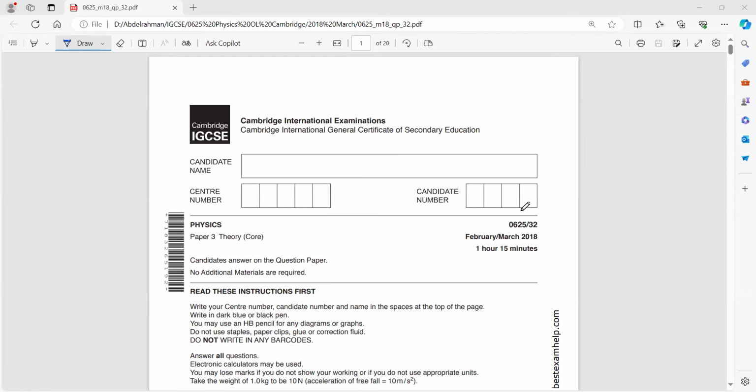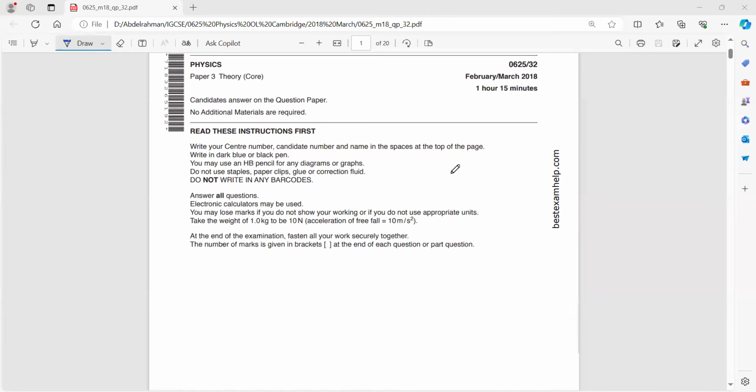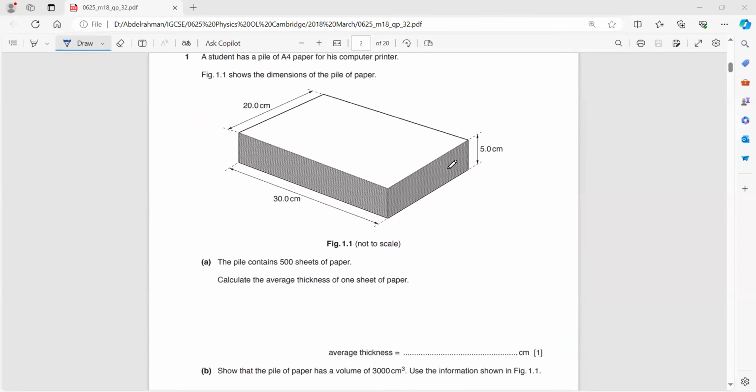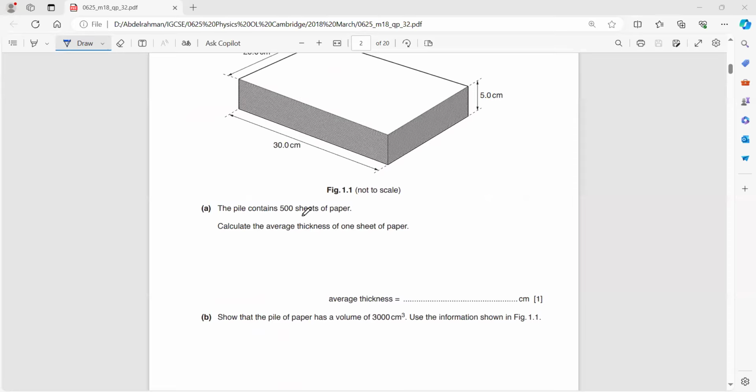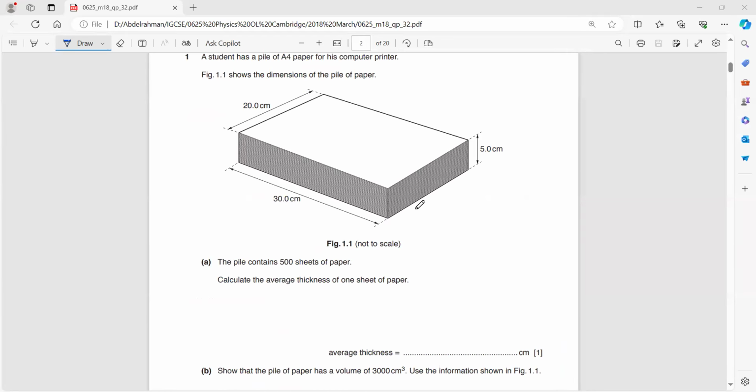February, March 2018, paper 3, variant 2. Question 1. We have a pile of paper. The pile contains 500 sheets of paper. Calculate the average thickness of one sheet of paper.